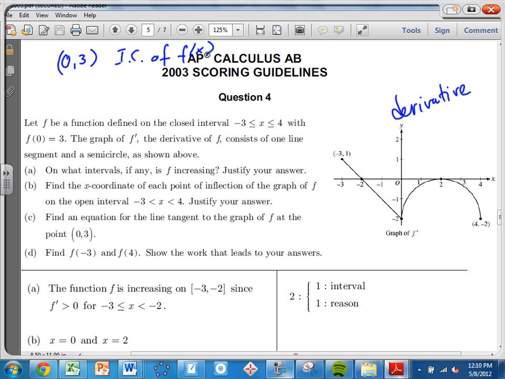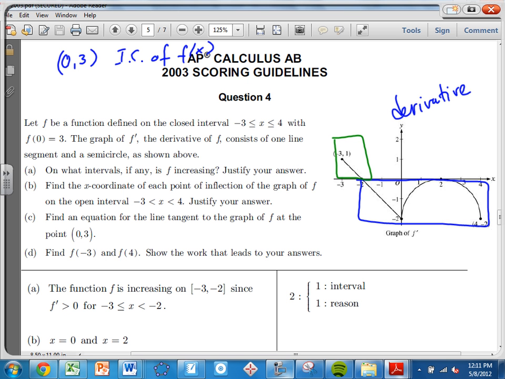On what intervals, if any, is f, the original f, increasing? Kenneth? From -3 to -2. Very good. Why? Since it's the graph of the derivative, everything above the x-axis is positive, so increasing, and below is negative, decreasing. Good. So everything down here is decreasing, and everything up here is increasing for the original function.